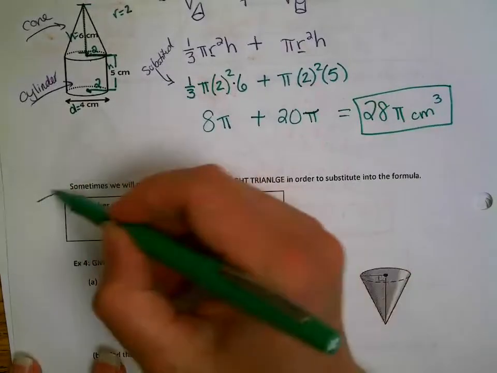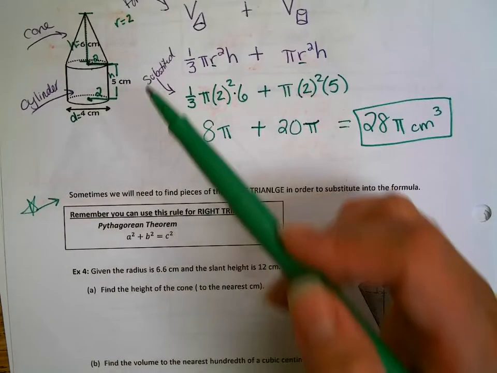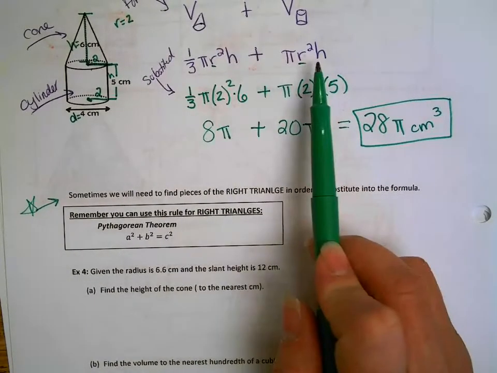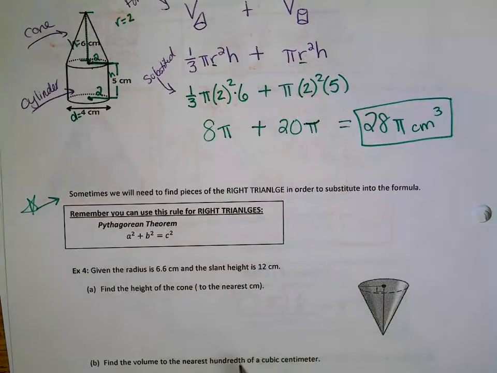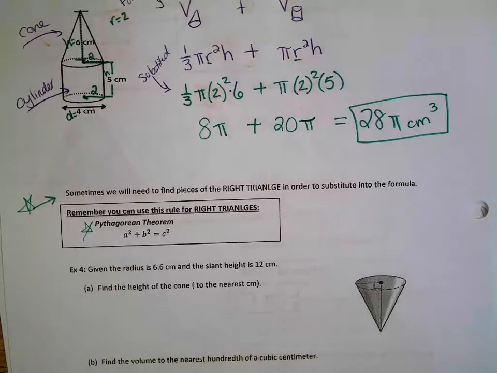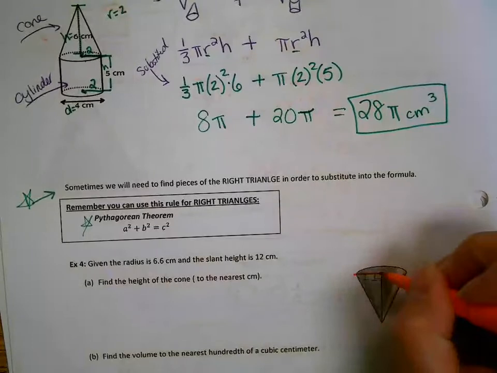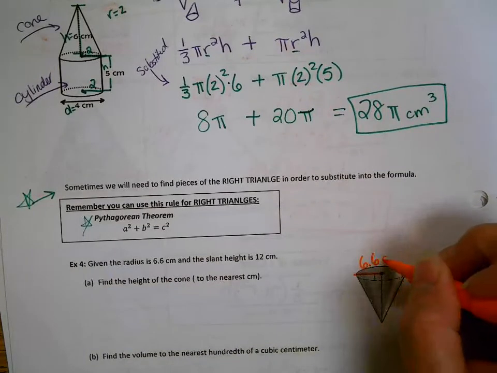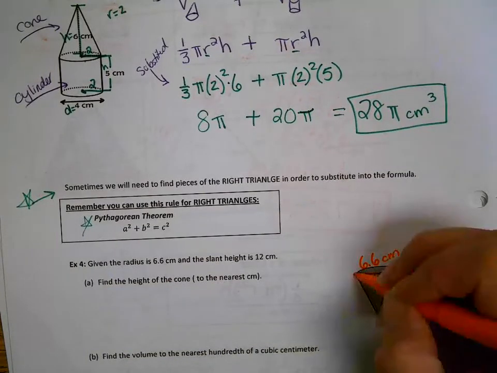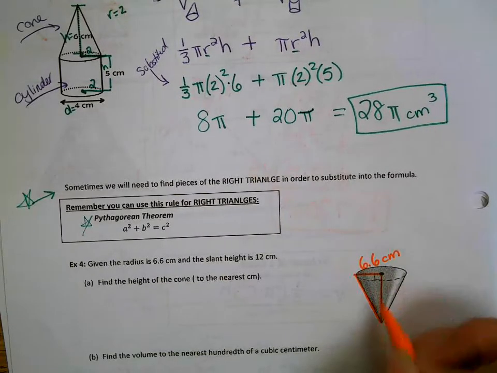Moving forward, there's some more complex ideas. These diagrams I've been giving you have exactly the numbers you need for the formulas. Sometimes we're going to have to find a missing piece, and this Pythagorean theorem is going to help. So looking here, given the radius is 6.6 centimeters for this cone, and the slant height is 12. So that's the height down this slanted side of your cone.